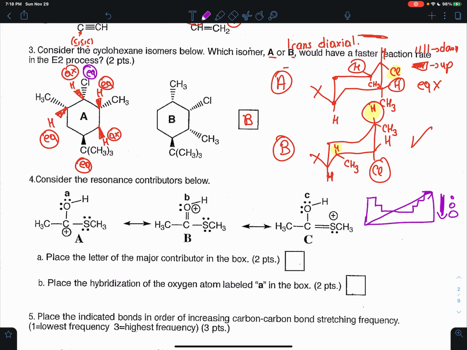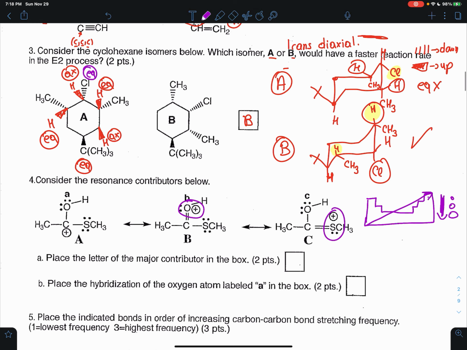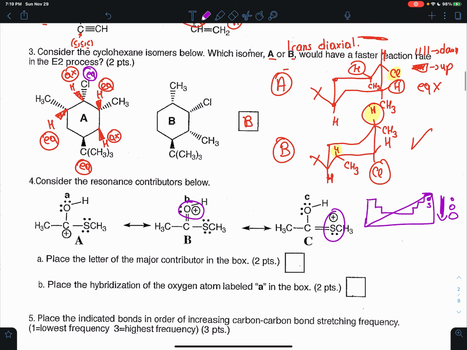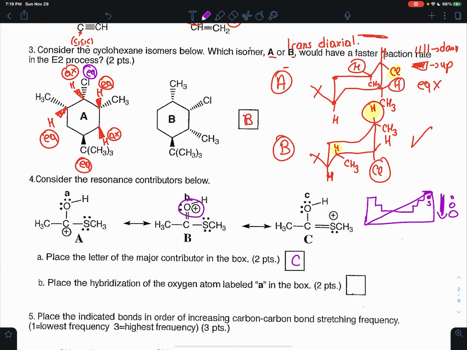Now comparing all these three, we know that carbon is not stable having a positive charge. So it's going to be a comparison between the oxygen and the S. Oxygen is more electronegative than sulfur, meaning that sulfur is more stable with the positive charge, because S is more electropositive, in other words. So that means my C is going to be the most stable, or the major contributor, right?